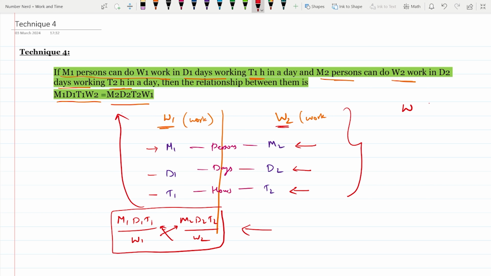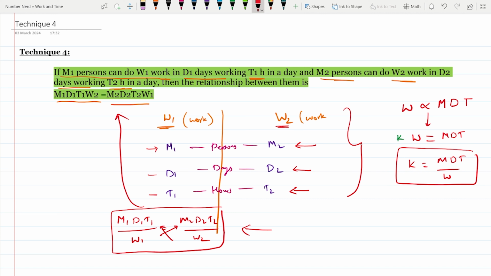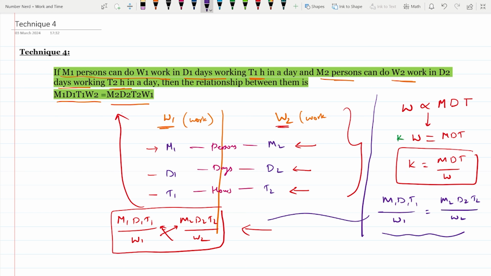W is the work. If there is more work, then we require more people, more number of days, and we have to work for more amount of time. Let's substitute this proportional with equal. Then we have to put a constant, where K is a constant. K into W equals to MDT. Then K equals to MDT by W. This is the relation for one work. Then when we compare two works, it becomes M1 D1 T1 by W1 equals to M2 D2 T2 by W2. This is how we got this relation.